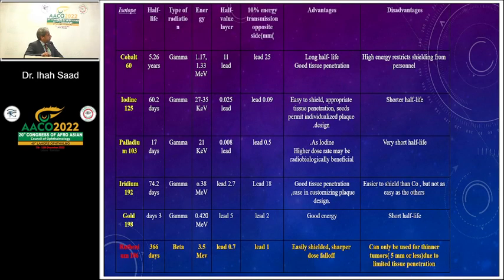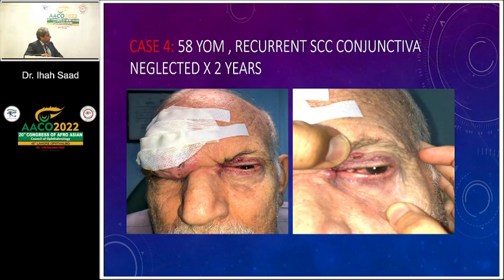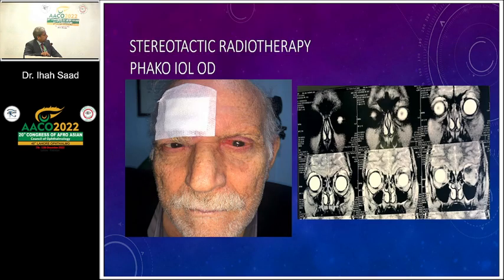This is a more elaborate list of the plaques we're using, and we use ruthenium 106. If you have an extensive mass like this, for this patient that was really reluctant to have surgery, and he was proved to be a recurrent squamous cell carcinoma. This is a bad seeing eye, and the tumor is everywhere. You can see the tumor in the right eye and in the left eye, infiltrating the orbit, infiltrating the skull, and everywhere into the orbit.